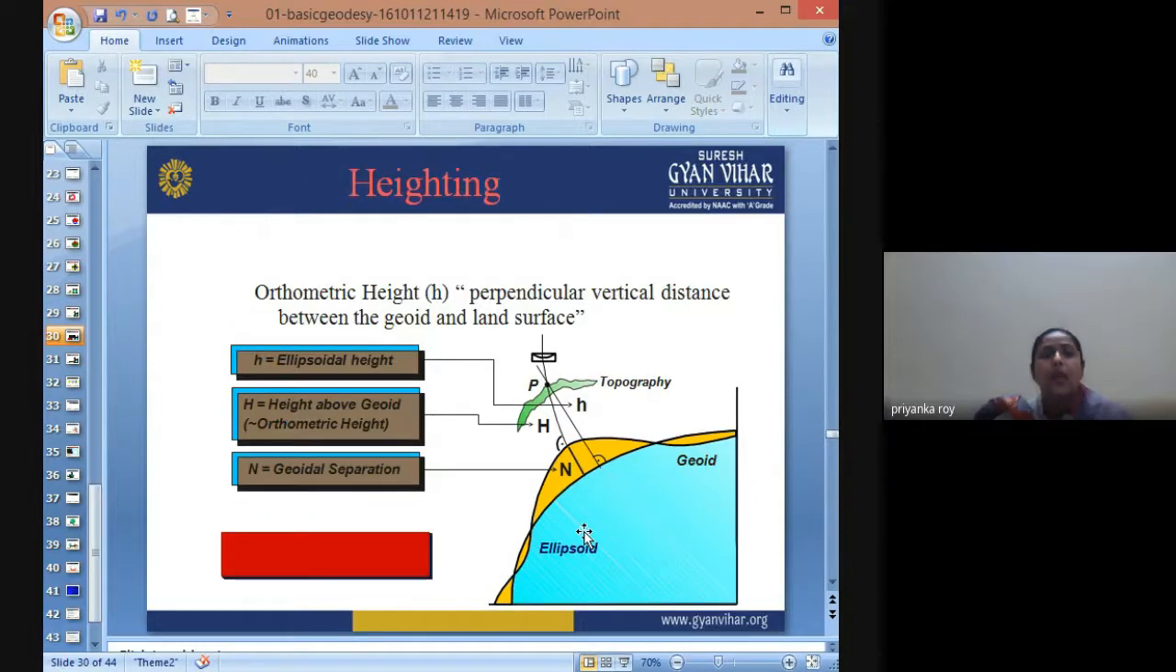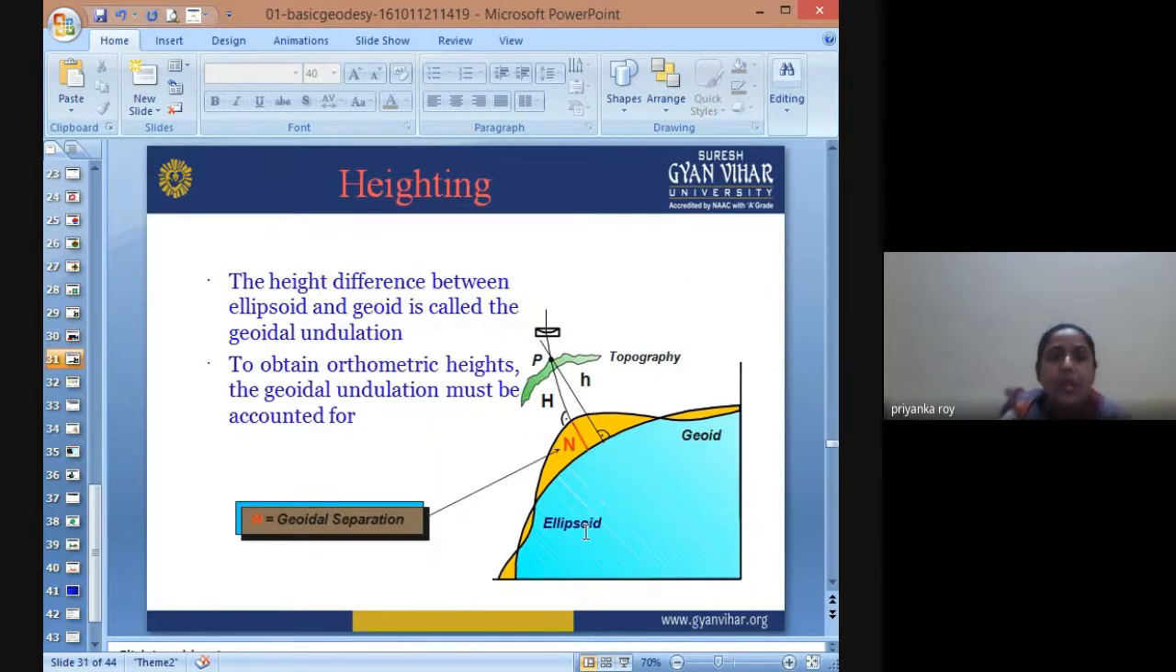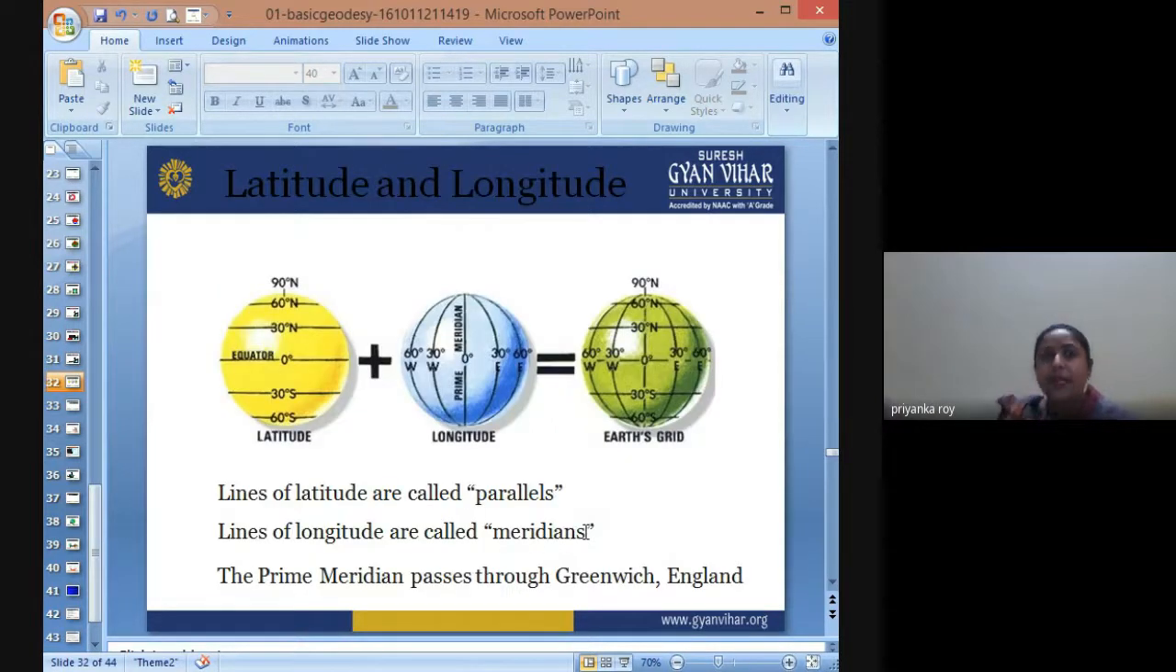Okay. Now, orthometric heights. Let's understand what orthometric height is. It is the perpendicular vertical distance between the geoid and the land surface. Then the height difference between the ellipsoid and the geoid is called the undulation. To obtain the orthometric height, we need to account for the geoid undulation. So we need to keep that in mind.